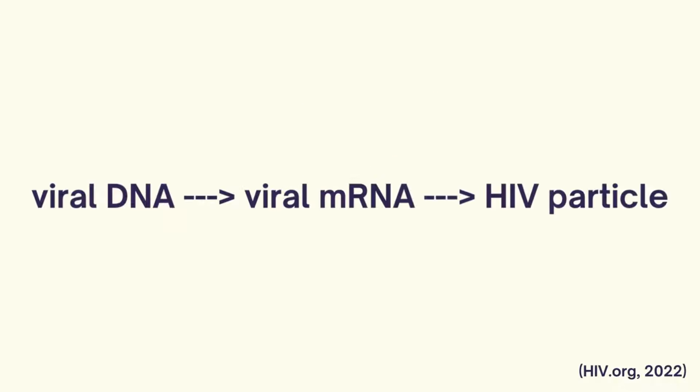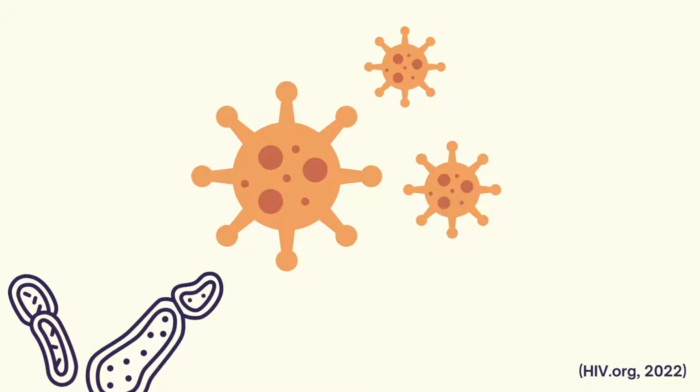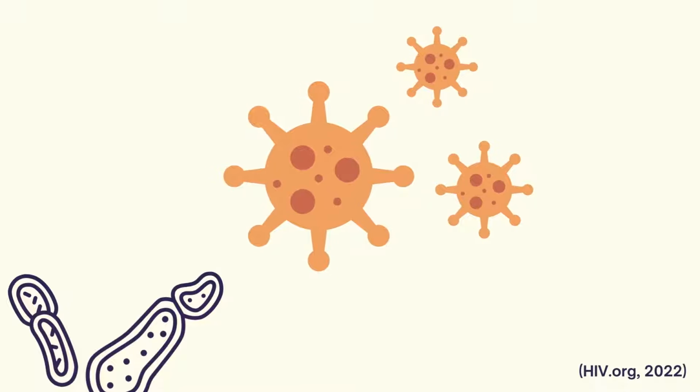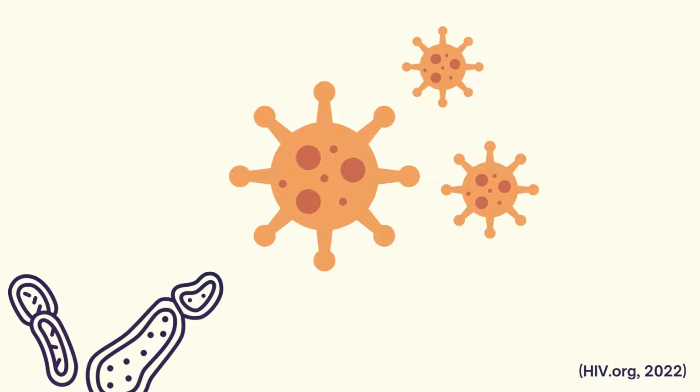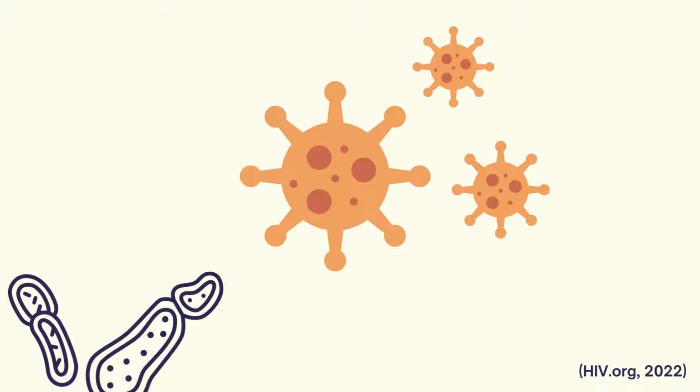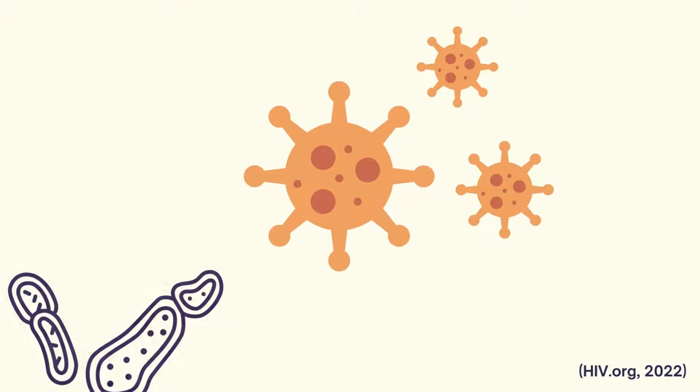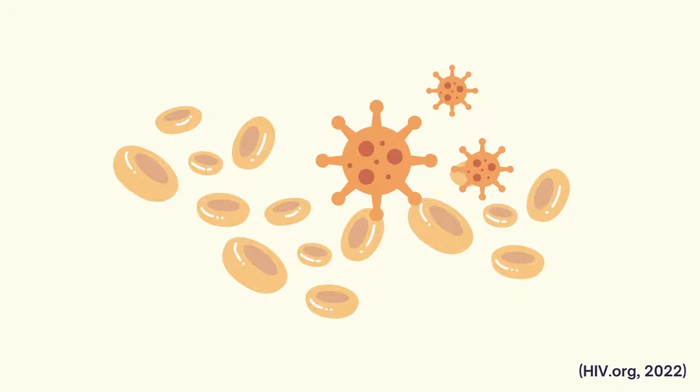Following integration into our genes, the viral DNA instructs our white blood cells to make the viral proteins needed to form new HIV particles. These new viral particles can exit the infected cells, travel elsewhere, and continue infecting other white blood cells. Eventually, our white blood cells get exhausted from continuously making new virus proteins and die off.